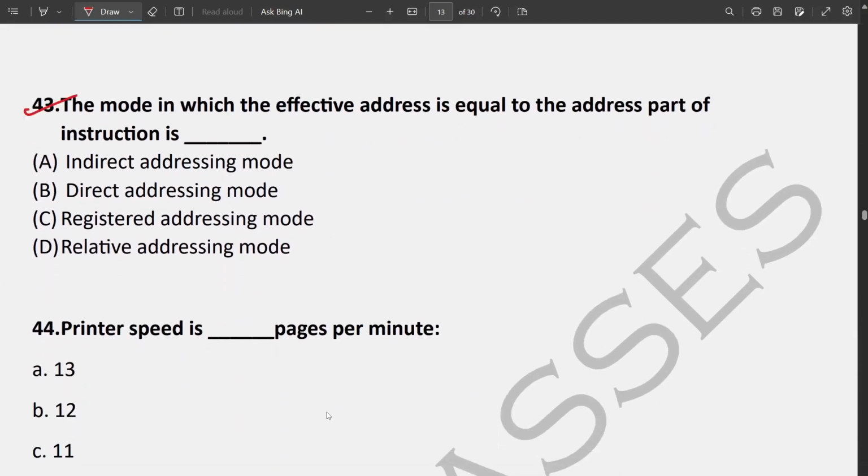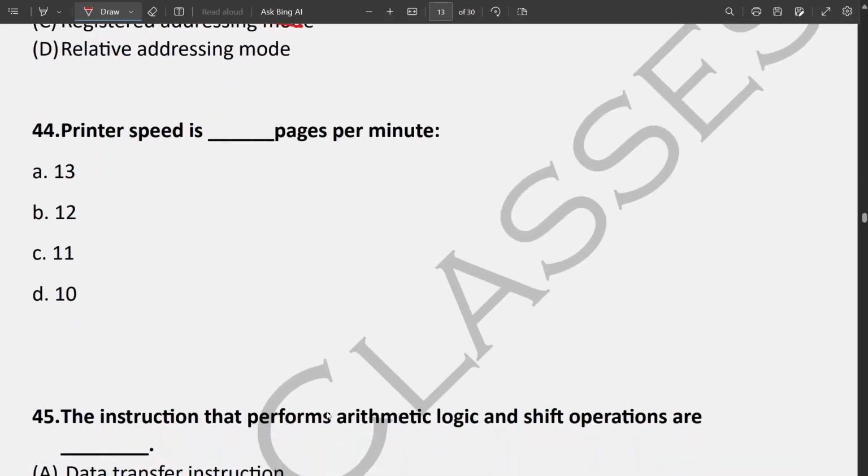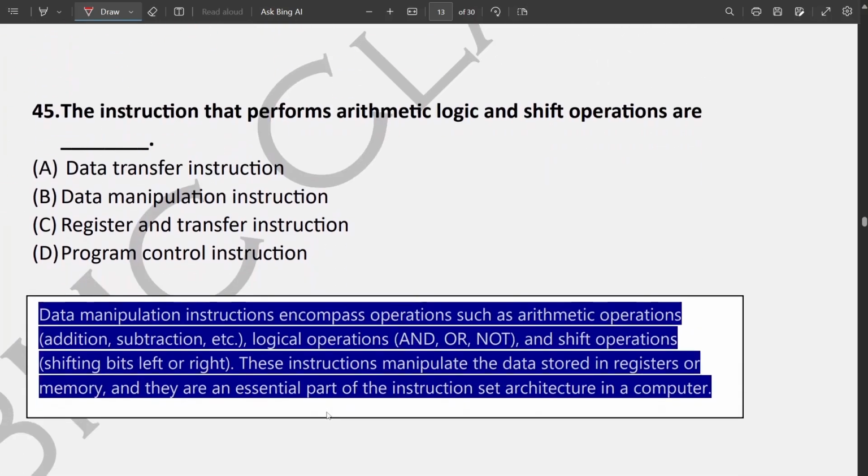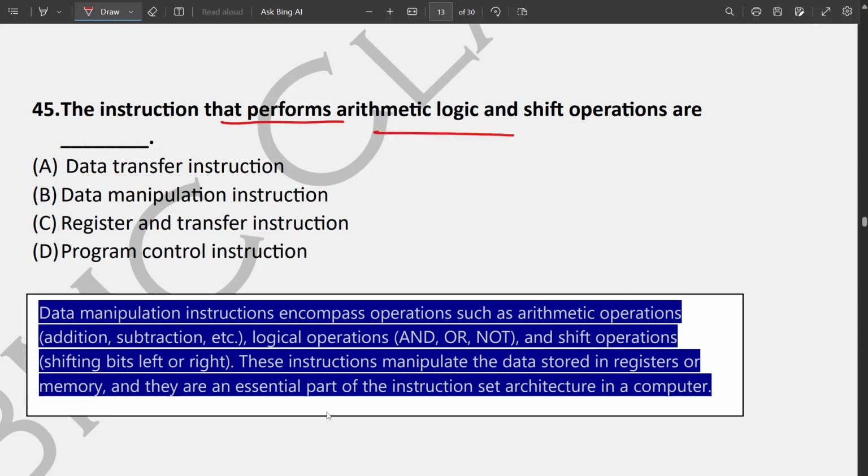The mode in which the effective address is equal to the address part of instruction is what? The answer is direct addressing mode. Option number B is correct. Next, printer speed is 12 pages per minute. Next, the instruction that performs arithmetic, logic and shift operations are what? Data manipulation. Option number B is correct. Data manipulation instructions encompass operations such as arithmetic operations, addition, subtraction, logic operation, and shift operation.